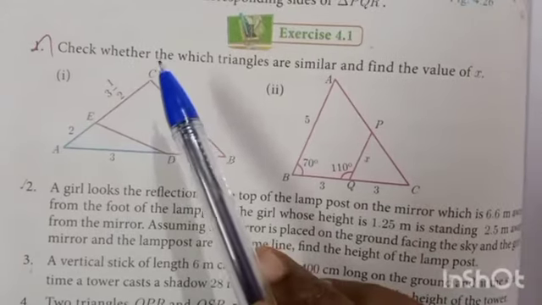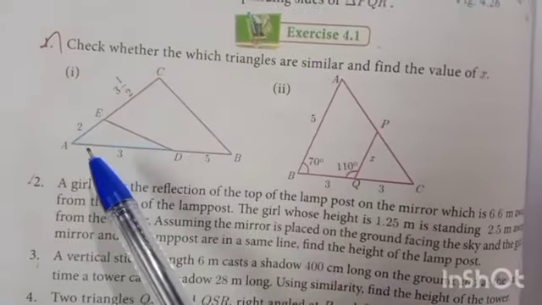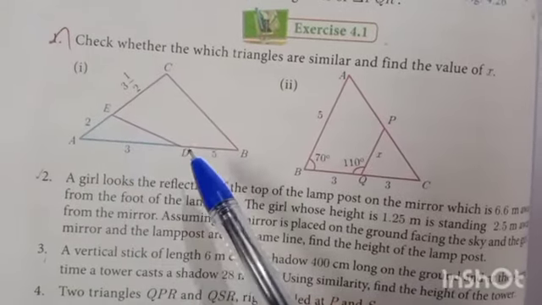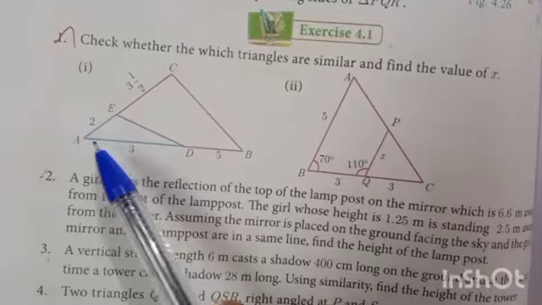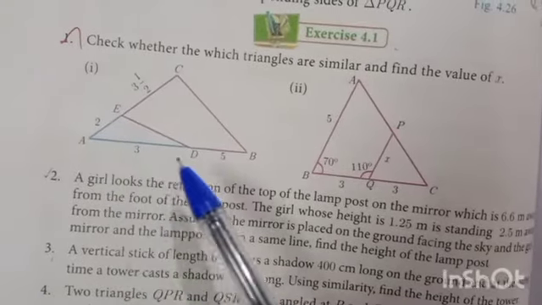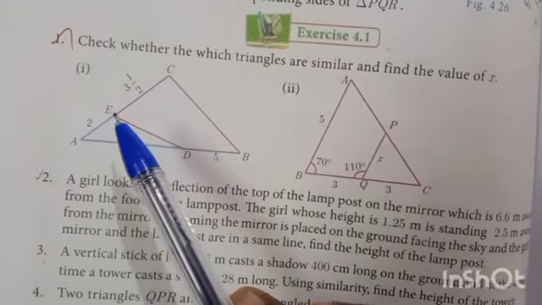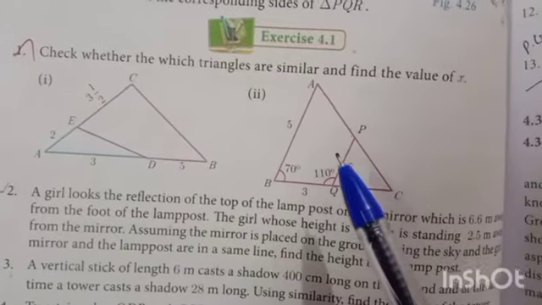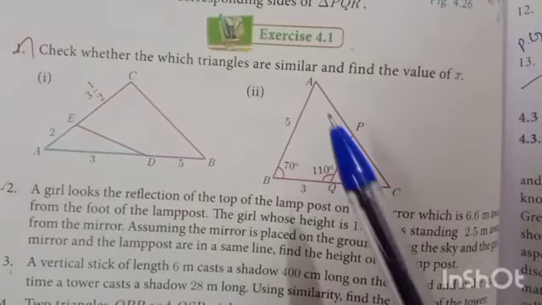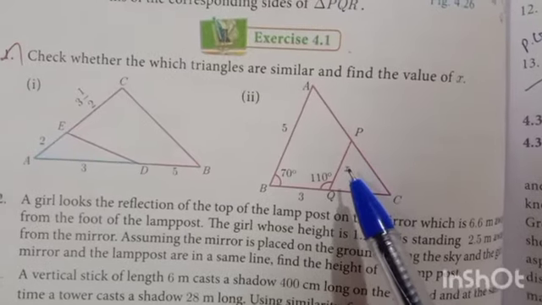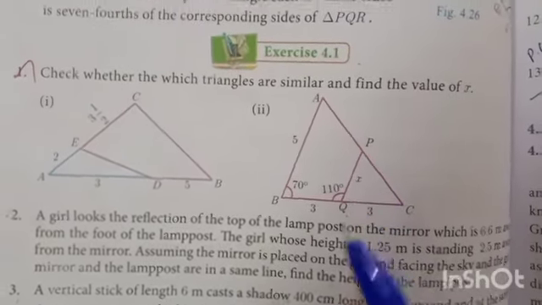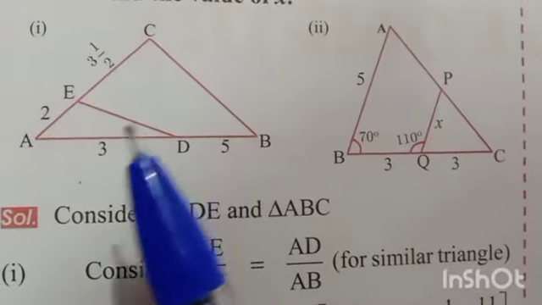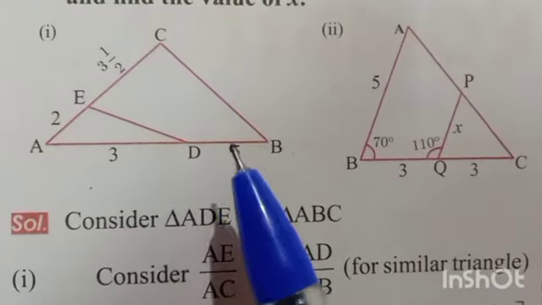Okay, the first problem: the diagram is given, that is ABC and the triangle ADE. For ABC and ADE, we have to check whether they are similar. If they are similar, for the second diagram, we have to find the x value. Listen students, you have to observe this diagram.